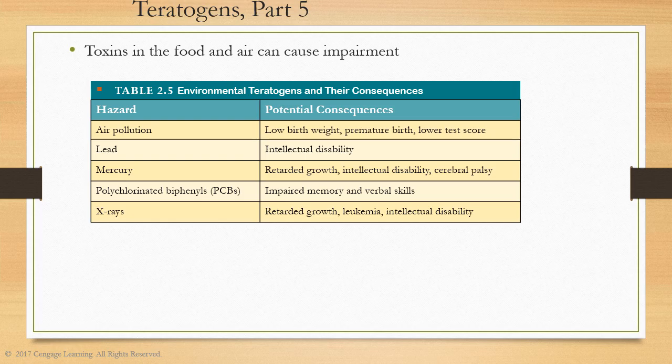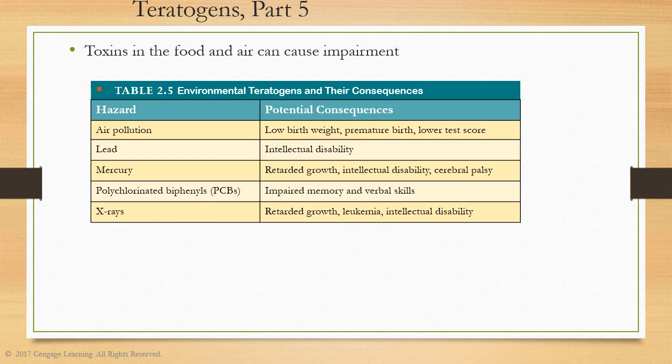Air pollution, a big thing in Kern County, right? How is that going to affect the children being born? So let's look. They can have low birth weight, premature birth, and lower test scores. So air does matter. Lead: if the mother is exposed to lead, the child could have intellectual disability. Mercury: retarded growth, intellectual disability, cerebral palsy. PCBs: impaired memory and verbal skills.